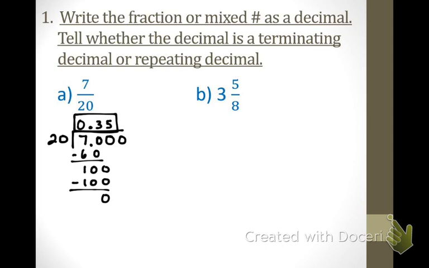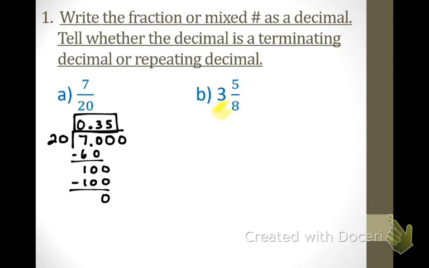For the next one, 3 and 5/8. This one looks different than the first one. How does it look different? It's a mixed number. So before you can do anything, you need to turn this into an improper fraction. Raise your hand if you remember how to do that. Michael, what do I do? 8 times 3 plus 5.